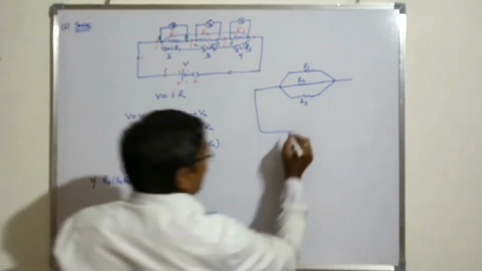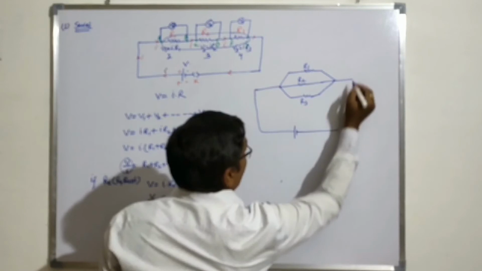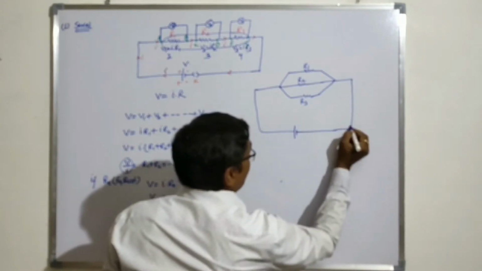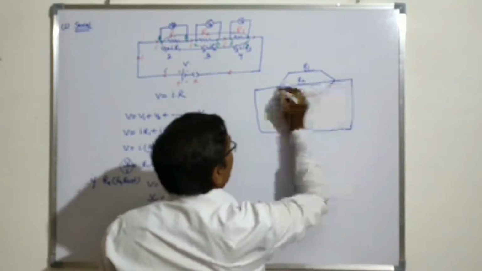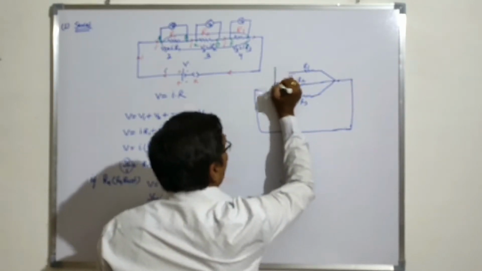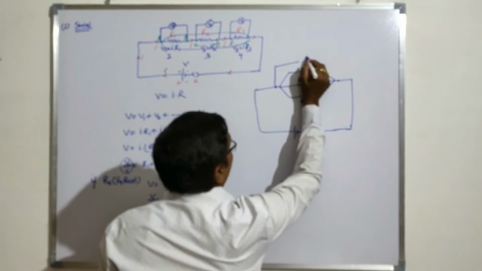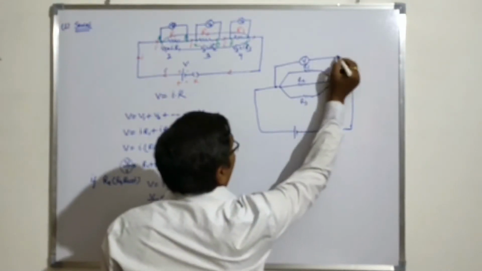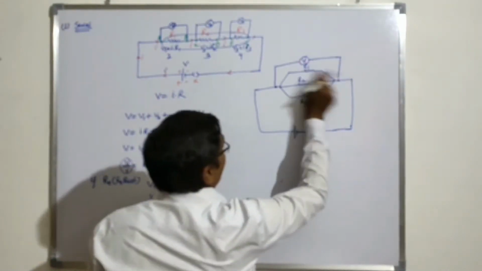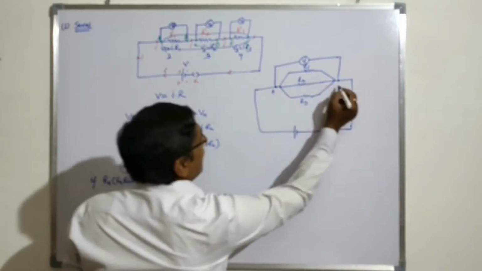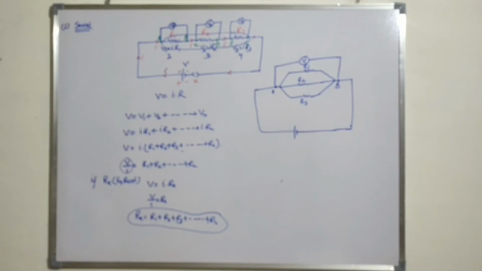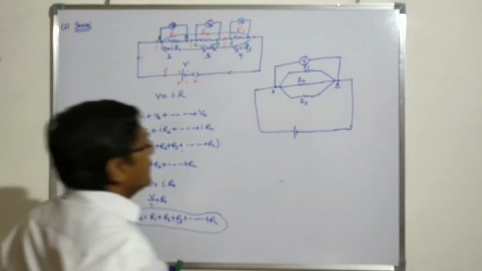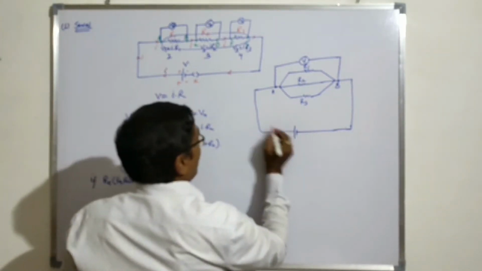But in parallel combination, the potential is equal at each resistor, because potential difference is the measurement of voltage drop between two terminals of a wire. All the resistances have the same terminals. That's why the potential drop on each resistor is the same, but the current is divided into different parts.